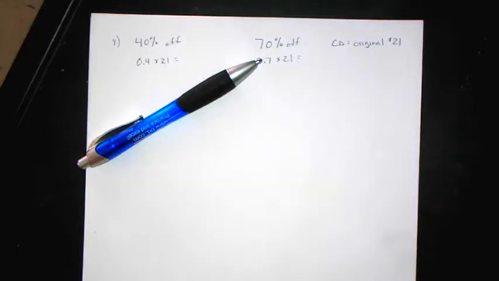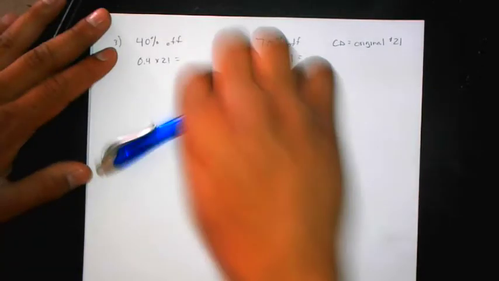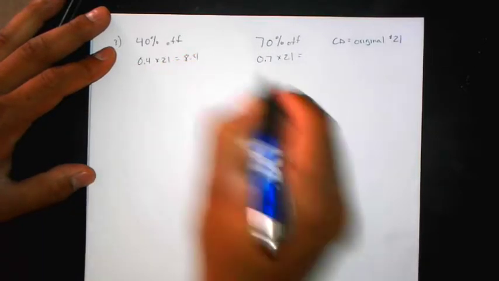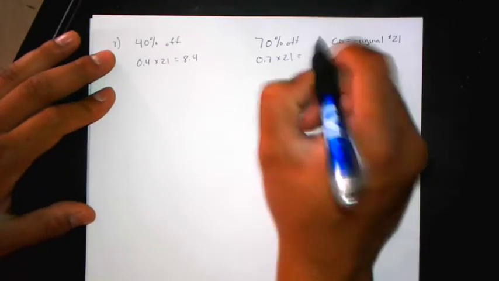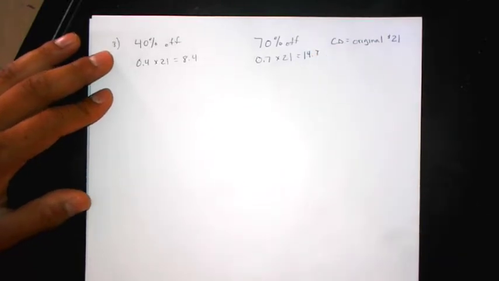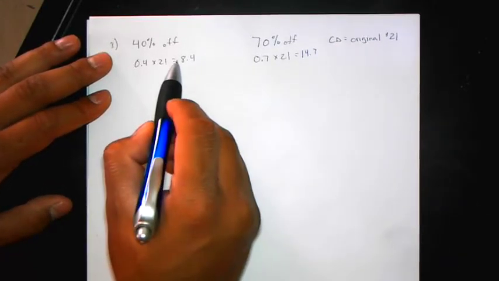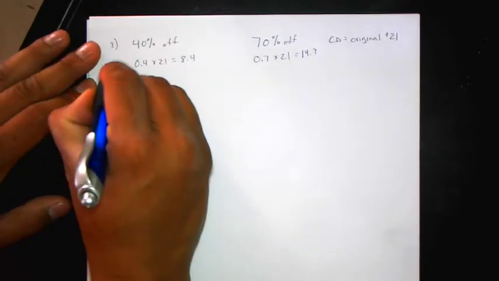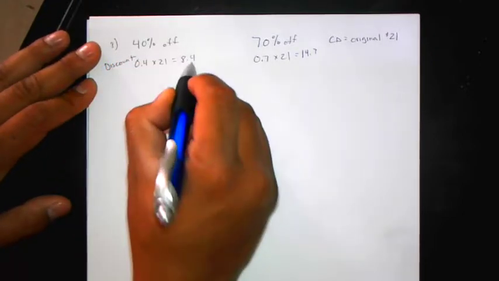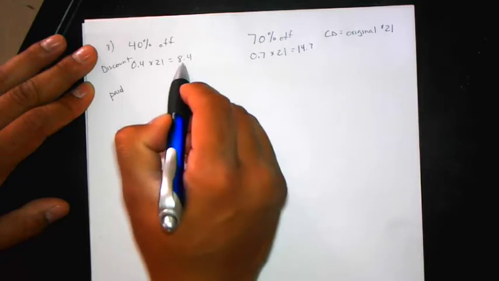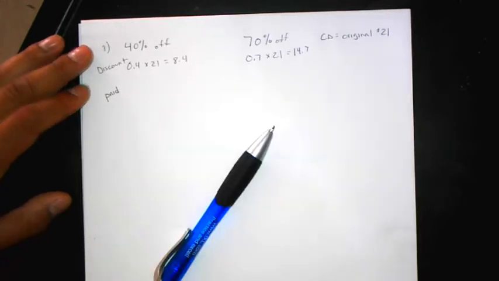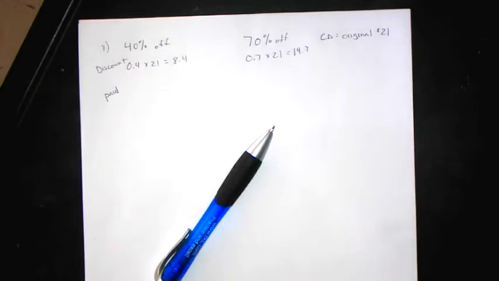So 0.4 times 21 is 8.4, and 0.7 times 21 is 14.7. Again, guys, this is where a lot of people get confused. A lot of people think that that's your answer. This is just a discount, so you have to label it. The discount was 8.4, but that's not how much you paid. She paid the subtraction of 21 minus 8.4. So tell me how much she paid when she bought it at 40% off.